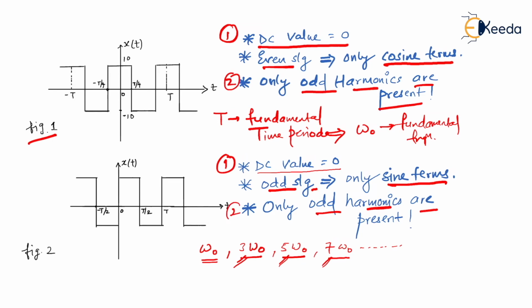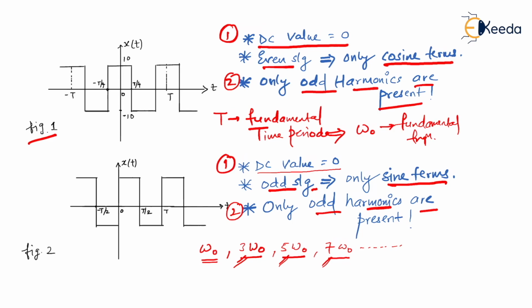So I'm again going to highlight only these two points. First, DC value in both the cases is equal to 0, and second and very important, only odd harmonics are present. So whenever in a particular x of t, after finding the Fourier series, you observe these two things, first DC value equal to 0, and secondly only odd harmonics present, then you should understand that it has another inherent property called half wave symmetry. I repeat, that inherent property is called half wave symmetry.